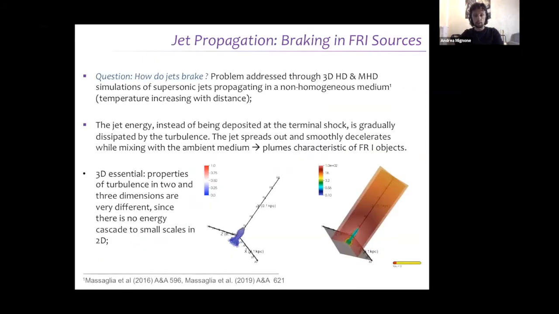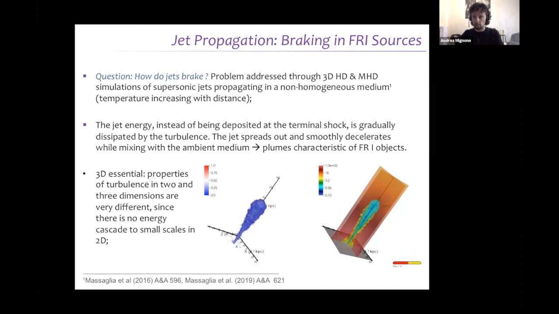Now, for example, in the context of FR1 and FR2, our group has carried out some numerical simulations showing how jet braking can be achieved in this source. The interesting fact is that jet braking can be achieved if you consider the propagation of a jet in a stratified medium whose temperature is increasing with the distance from the central source. Now, instead of having a terminal shock, you dissipate the energy gradually due to turbulence, and the jet spreads out smoothly while decelerating.